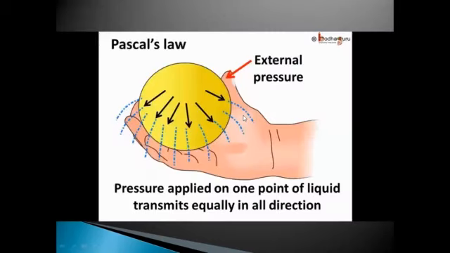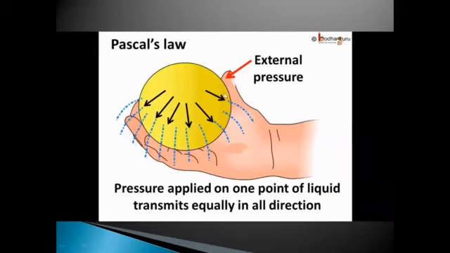Next one comes Pascal's law. Liquids do not have any rigid shape. Pressure of a liquid is transmitted equally in all directions. This property was first demonstrated by Blaise Pascal and is called Pascal's law. According to Pascal's law, pressure exerted anywhere in an enclosed, incompressible fluid is transmitted equally and undiminished in all directions throughout the liquid.